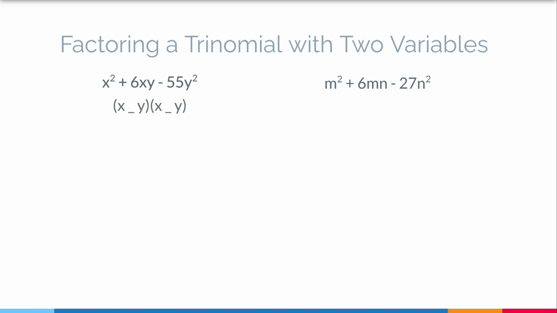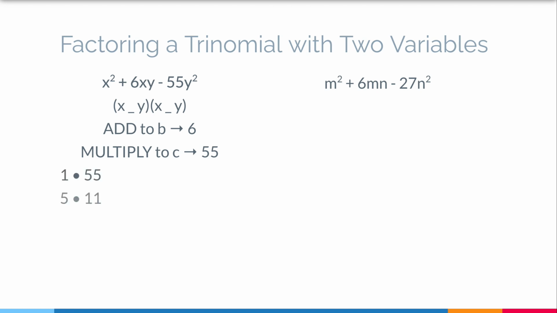So assuming the numbers are factorable, it's going to be in the form x plus or minus something y times x plus or minus something y. So from here, we're just going to pretend the x's and the y's aren't there, and we're just going to look for a number that adds to 6, b, and multiplies to negative 55, c. So factors of 55 are 1 and 55, and 5 and 11. Not a lot of wiggle room here. It has to be x plus 11y times x minus 5y, because 11 plus negative 5 is 6, and 11 times negative 5 is negative 55.